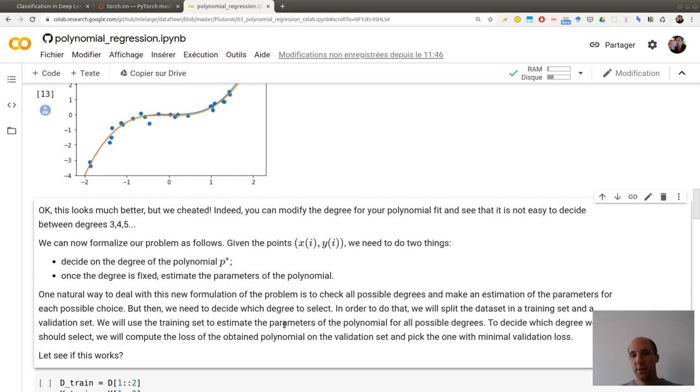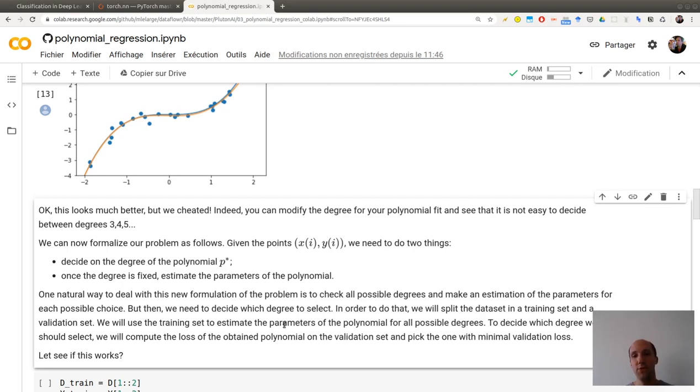So one natural way to do that is to say, okay, I will first look at all polynomials of degree 1, then all polynomials of degree 2, 3, 4, and so on. Each time I'm making the best estimation, and then I will take the best one. But how do you decide which one you will pick according to this strategy? You see that in order to do that, you need to keep some data in order to tell which polynomial is better than another.